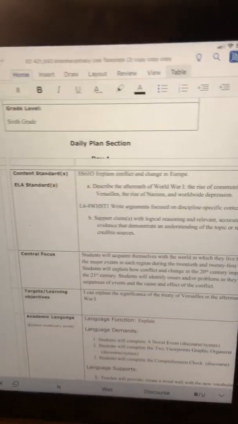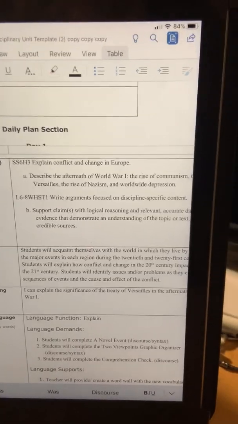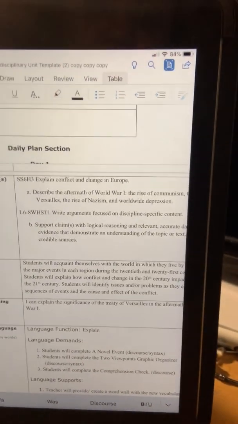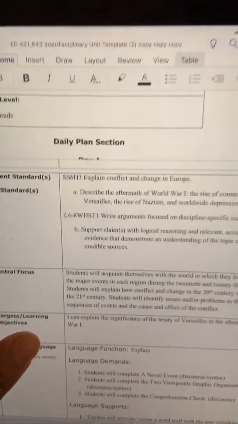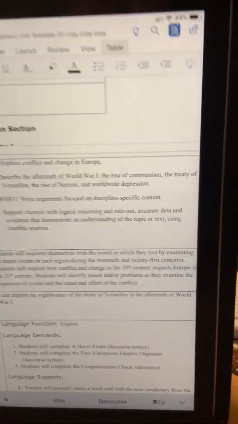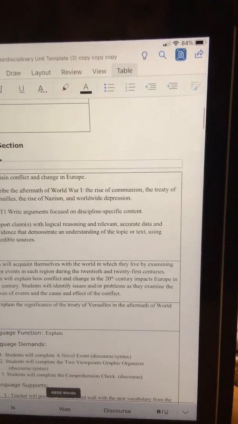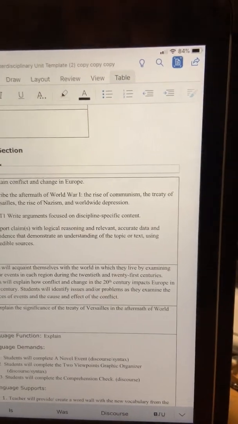unit lesson. The social studies standard I chose was for 6th grade history, and it says explain conflict and change in Europe. I chose A specifically because it says describe the aftermath of World War I, the rise of communism, the Treaty of Versailles, and the rise of Nazism and worldwide depression.